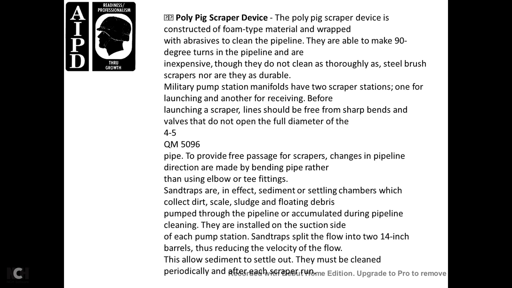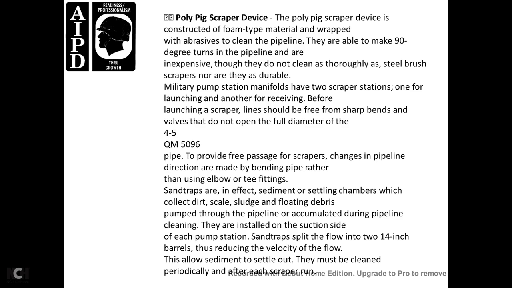Now, the polypig scraper device. The polypig scraper device is constructed of a foam type material wrapped with abrasive to clean the pipe. They are able to make 90-degree turns in the pipeline and are inexpensive. They do not clean as well as the steel brush scrapers, nor are they as durable.